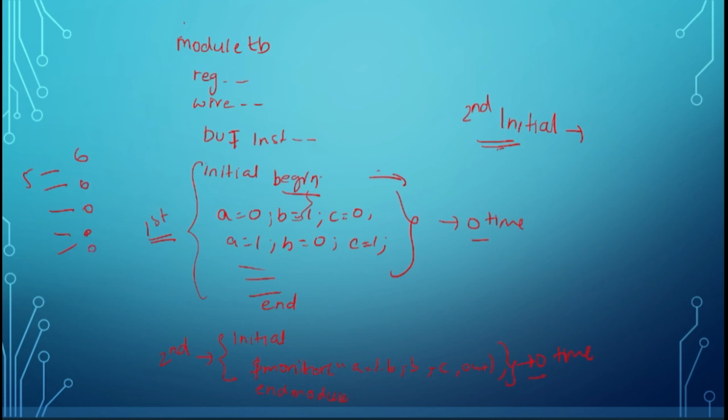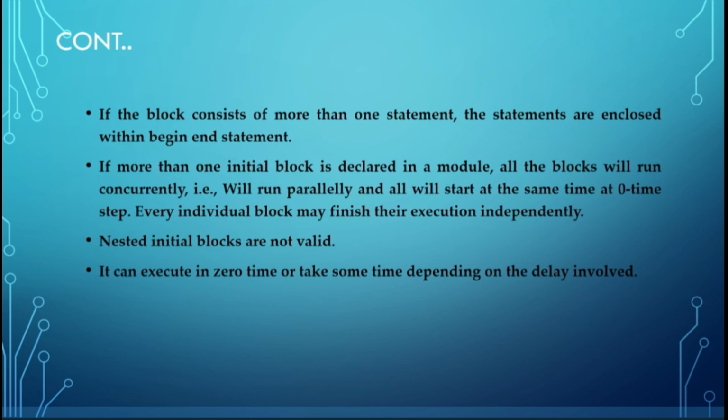That means when you are writing something, they will be running parallelly. That means all will be starting at 0 time unit. Got my point? And every individual block may finish its execution based on the delays that you are giving, since they are all starting at 0 time unit. Every block will be independent of one another. That means one block is not dependent on another. One block's execution doesn't matter for the second block's execution. All will be running parallelly.